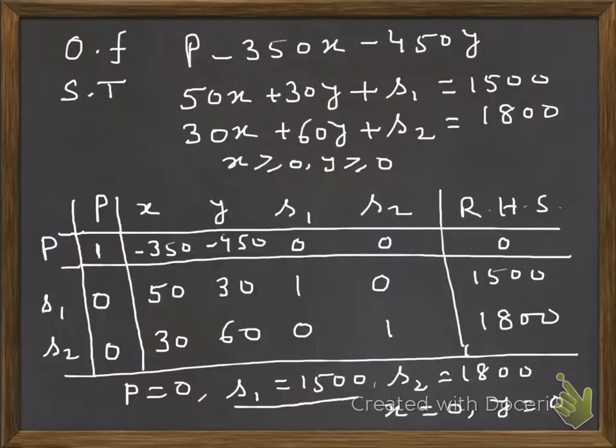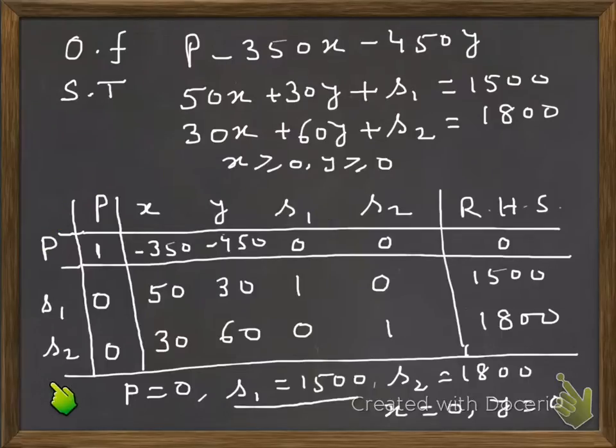This table tells you about the present store where raw material 1 is available in 1500 quantity, raw material 2 is there in 1800 quantity, product A and product B are not there, and profit is 0. This option is obviously feasible because none of the constraints are getting violated. Thus we get the initial basic feasible solution table.